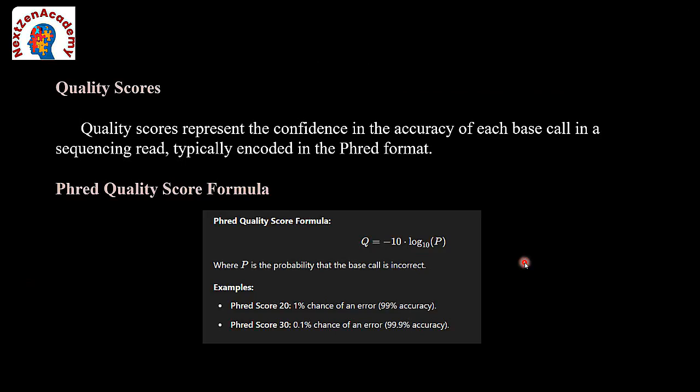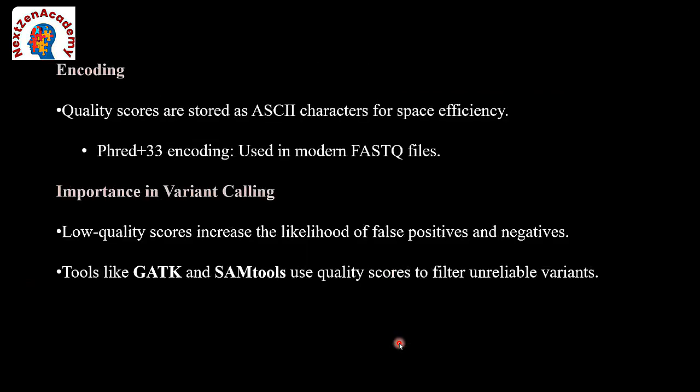Then quality scoring: the quality score represents the confidence in the accuracy of each base call in the sequence reads, which is typically encoded in the Phred format. The Phred quality score formula is Q = -10 log10(P), where P is the probability that the base is incorrect. If the Phred score is 20, there is a 1% chance of error. If it is 30, there is a 0.1% chance of error, which is 99.9% accuracy.